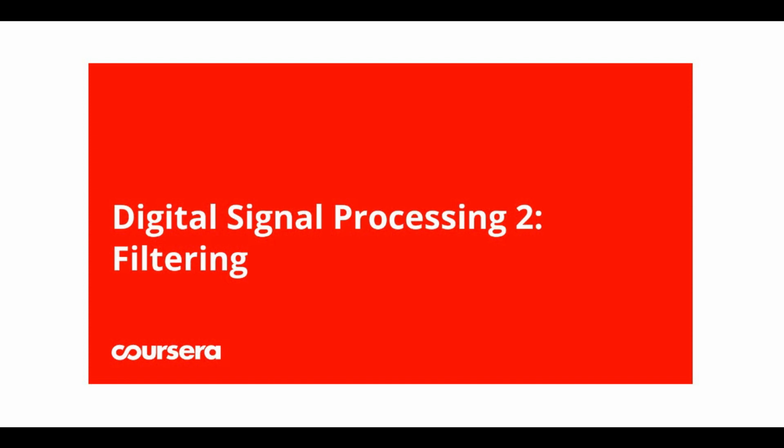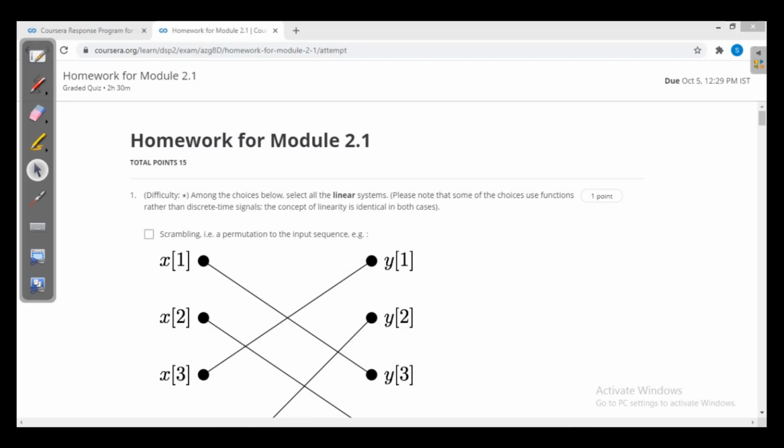Hi friends, in this video we are going to see digital signal processing part 2 filtering week 1 quiz solutions. Let's take the quiz. First one, among the choices below select all the linear systems.